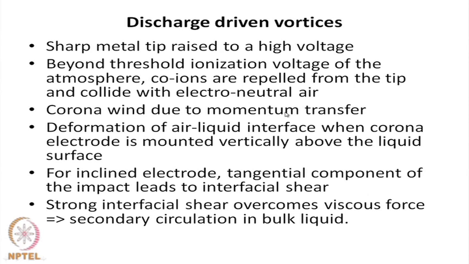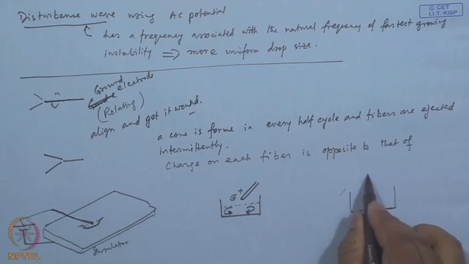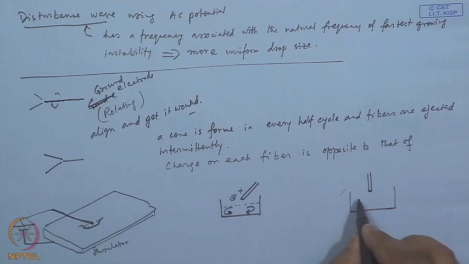If somebody holds the sharp tip of the electrode at high voltage, and this is the liquid level, it has been shown that there will be deformation of the air-liquid interface when the corona electrode is mounted vertically above the liquid surface. So, that is something which happens all the time.